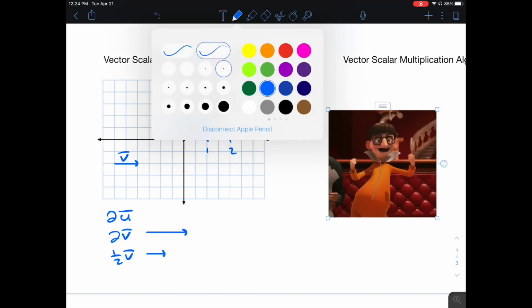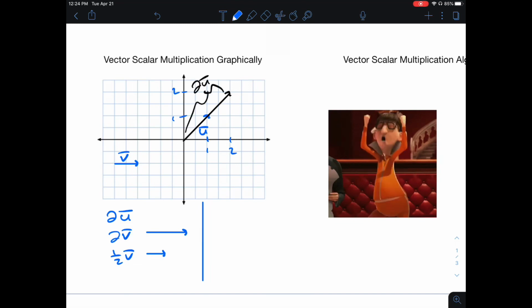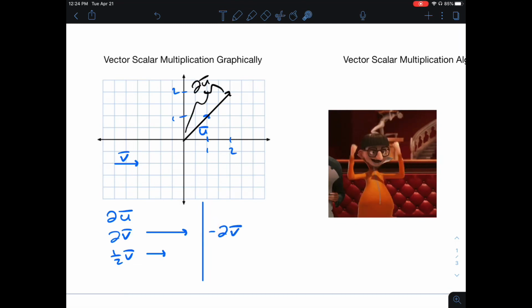Now, it should be noted that if you multiply it by a negative number, that changes this a little bit. If we say we want negative 2 times V, this negative means it goes in the opposite direction. It changes the direction. So opposite direction is what the negative is, and this 2 means you double its length. So it might be a vector that looks like this, comparing that to the original V that we had up here.